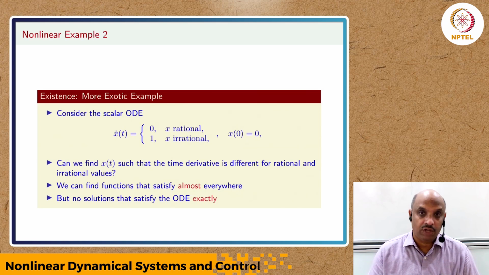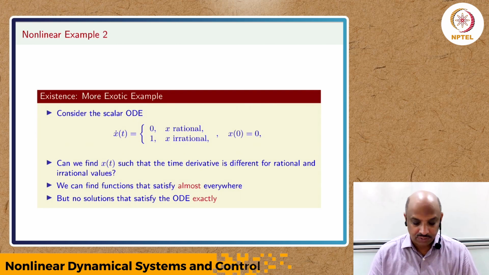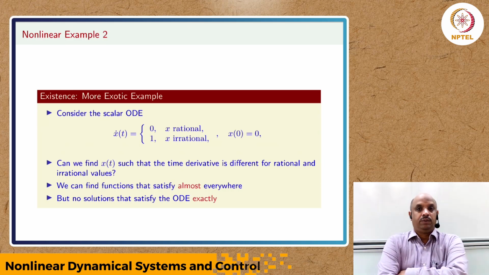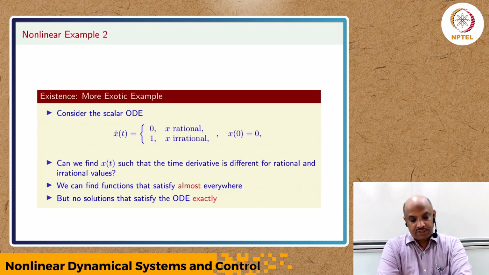So can we think of one function that actually satisfies it almost everywhere? Well, yes. I mean, x of t is equal to 0, for example, whose derivative is 0 everywhere. Unfortunately, that does not satisfy the differential equation, because at every rational number our derivative is 0, whereas our ODE requires that it is equal to 1. So that's why we don't consider that as a solution, and so therefore we conclude that this particular example does not have a solution. So there are many examples where the ODEs can be constructed in such a way that there are no solutions.